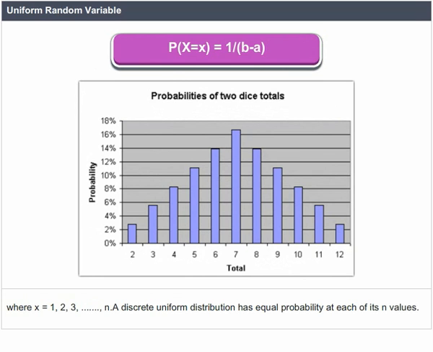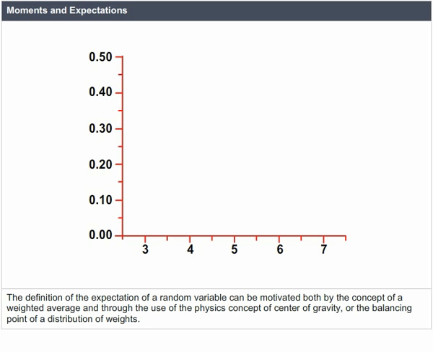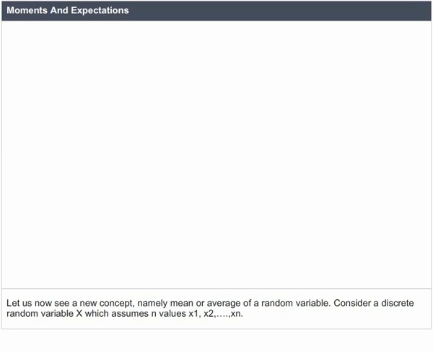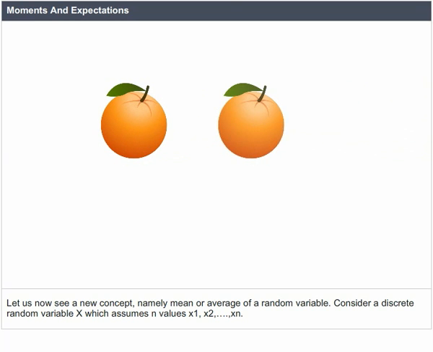Moments and expectations. The definition of the expectation of a random variable can be motivated both by the concept of a weighted average, and through the use of the physics concept of center of gravity, or the balancing point of a distribution of weights. We first examine the case of a discrete random variable and look at a problem involving the balancing point concept. Let us now see a new concept, namely the mean or average of a random variable.